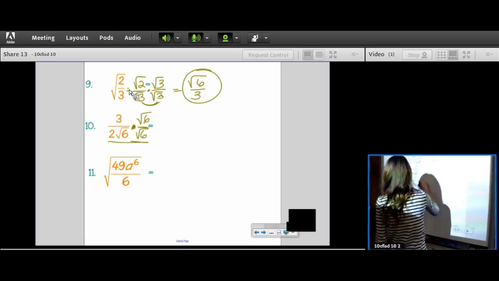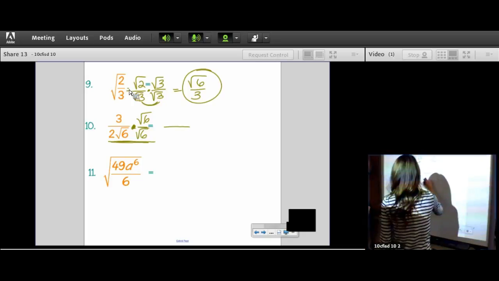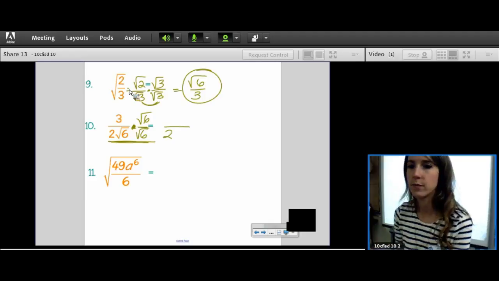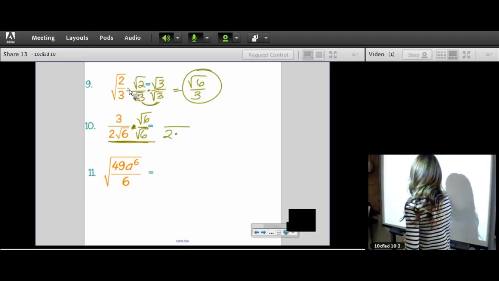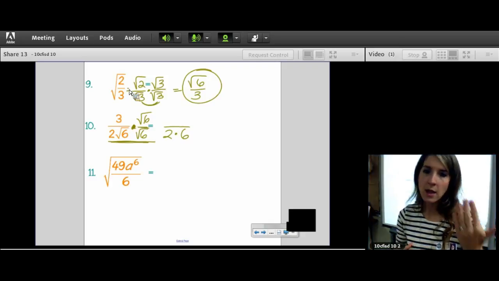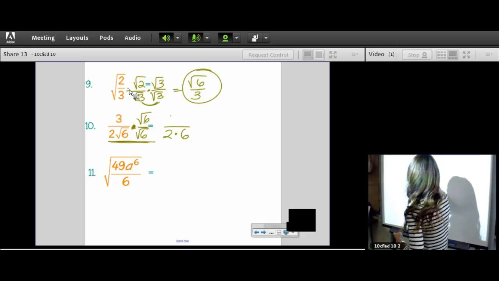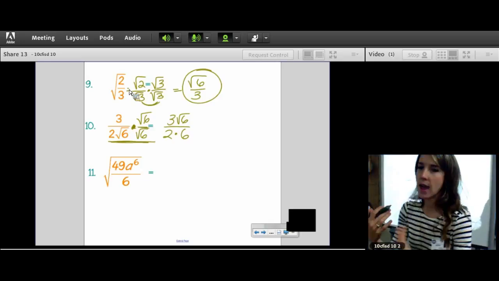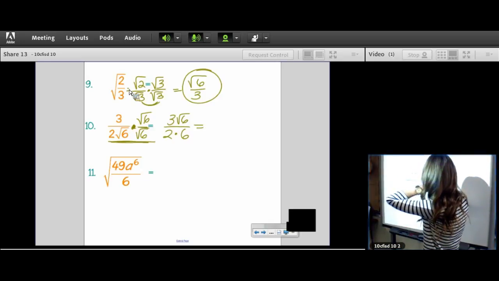Let's do the bottom first, okay? There was already a 2 there. Square root 6 times square root 6. 6. Okay, so that's the bottom. Now let's do the top. 3 times square root 6. We wouldn't dare multiply those together because one's inside, one's outside. Okay, let's make this prettier.